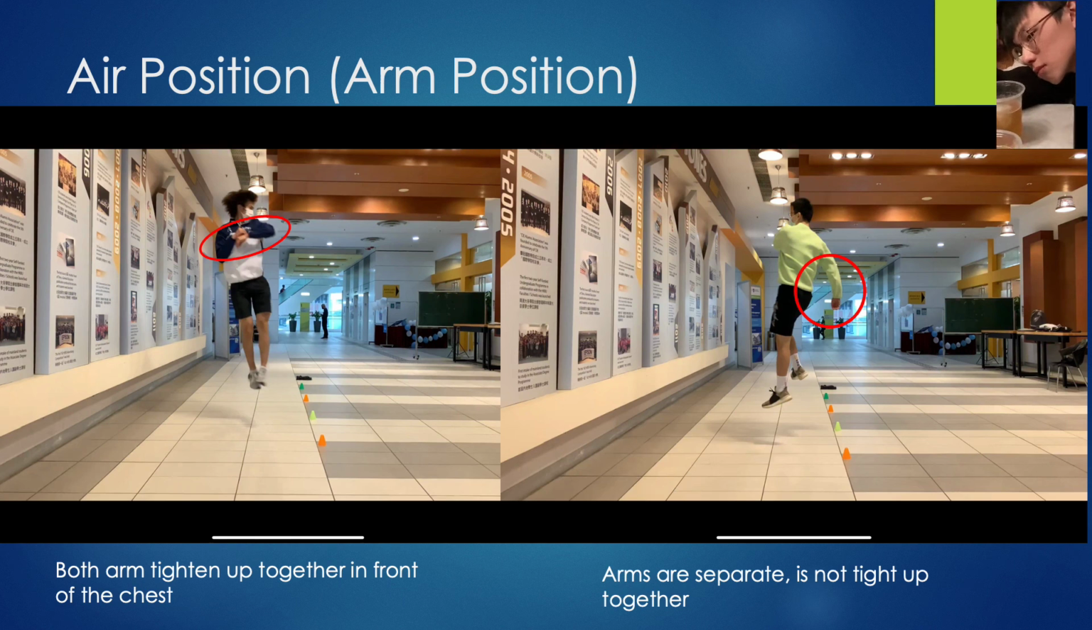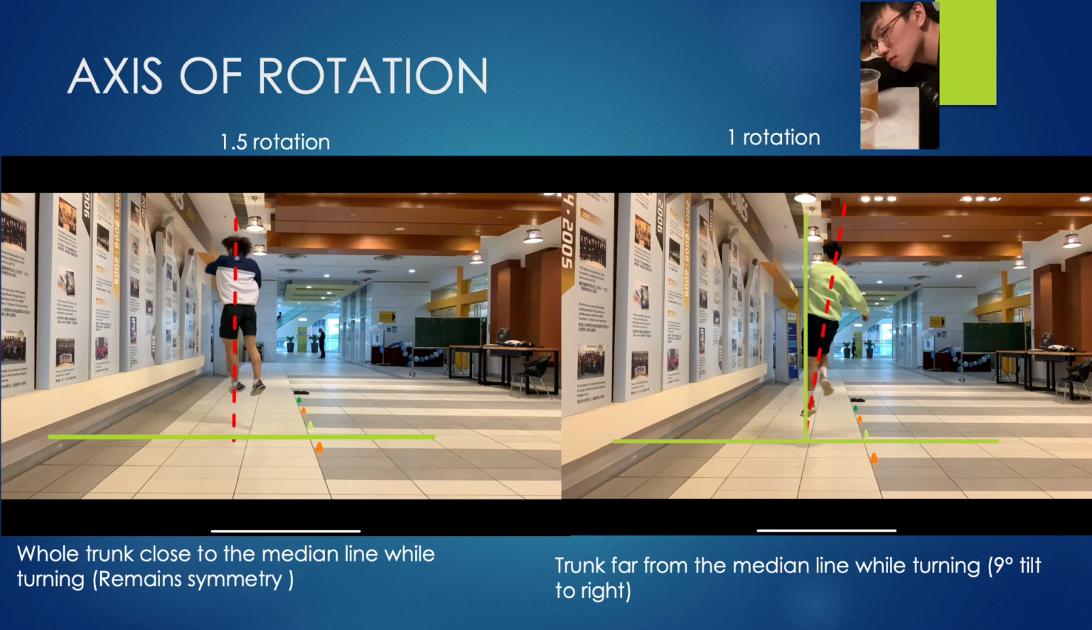Besides, the photo of the air positioning taken from the front angle shows the different arm positions between the two of them. Wayne's arms are both tied together in front of the chest while spinning, but Cash's are separated. Because the rotation is made around the central median line, it could increase the speed of spinning. So, if the arms are tightened up to the chest so that the whole body is close to the imaginary line, greater performance would be seen.